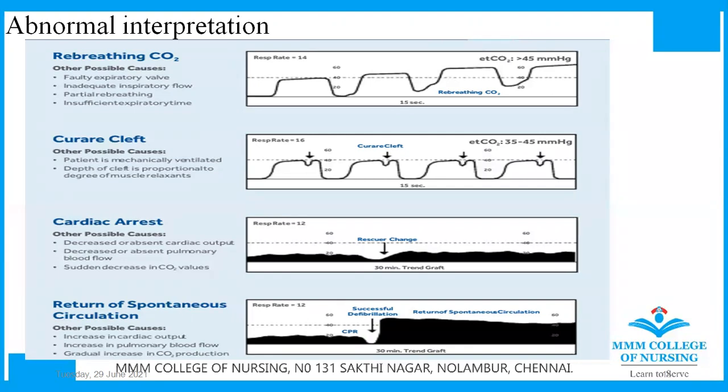And during cardiopulmonary resuscitation, the return of spontaneous circulation can be detected by a steep increase in the carbon dioxide plateau. Other possible causes are increase in cardiac output, increase in pulmonary blood flow, and gradual increase in carbon dioxide production. With the increase and maintenance of the carbon dioxide plateau, the return of spontaneous circulation can be ensured, which depicts successful defibrillation and a successful cardiopulmonary resuscitation.